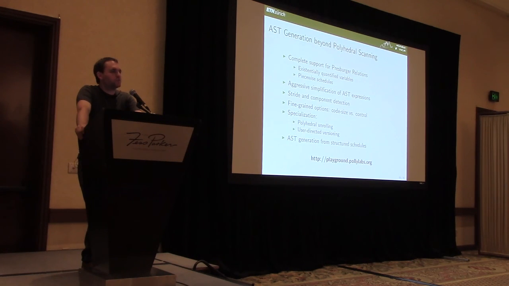A lot of the choices you have during AST generation are not just an on and off flag. For a specific subset of your schedule tree, you can take different decisions on the options of your code generator. So you can optimize one part for minimal code size and the other part for minimizing control. We allow specialization, both polyhedra unrolling and user-directed versioning, isolation, and we can generate ASTs for structured schedules.